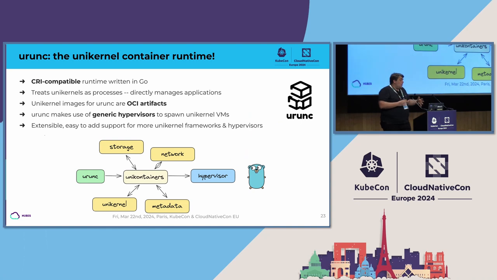We built urunc. It's CRI compatible. It's written in Go. No surprises there. It treats unikernels as processes. So essentially, the container runtime manages the application, not the actual system that the application runs on. Unikernel images are OCI artifacts. And we have this modular approach where you can plug in hypervisors, you can plug in unikernel frameworks, and end up with a generic runtime, let's say.